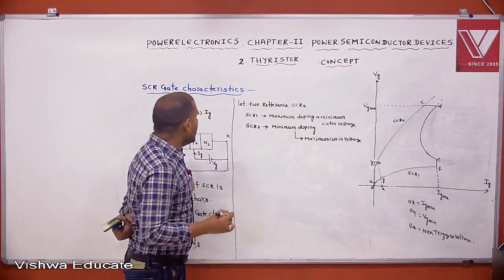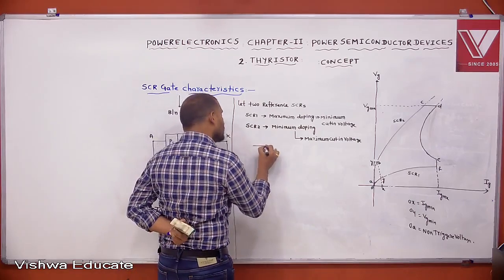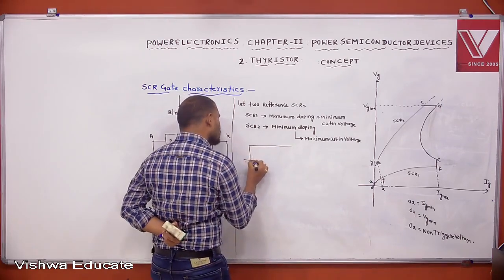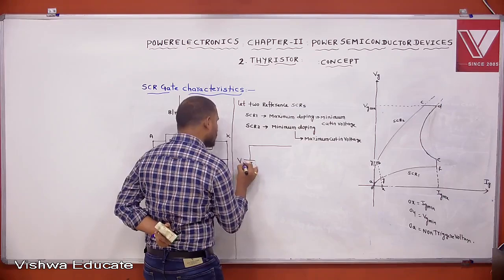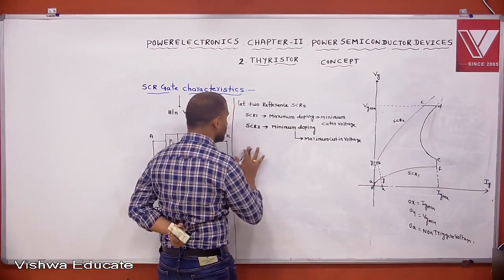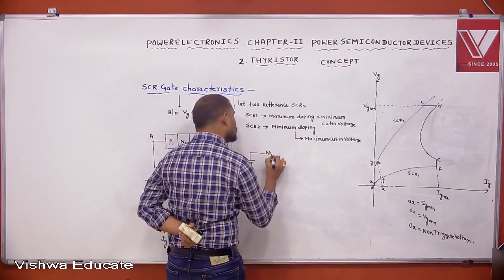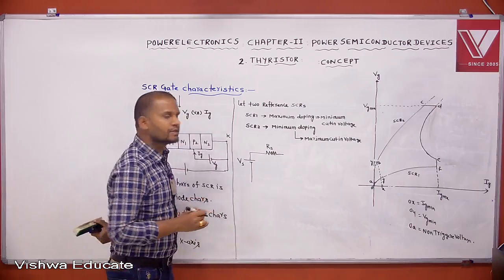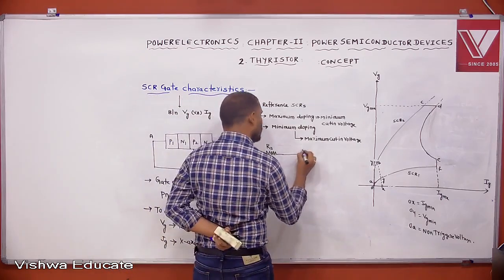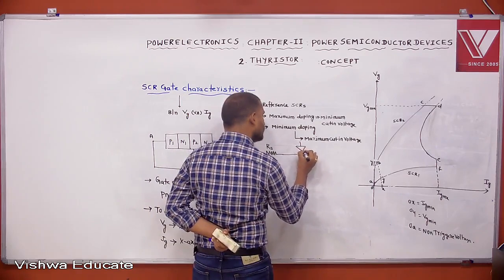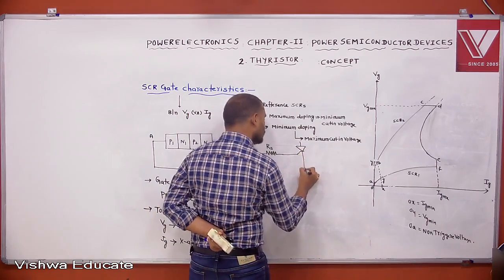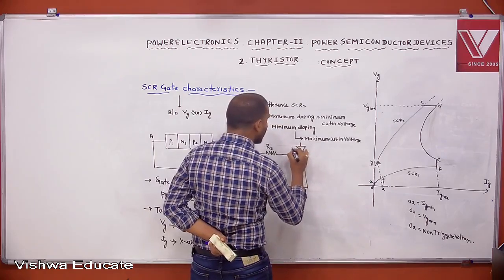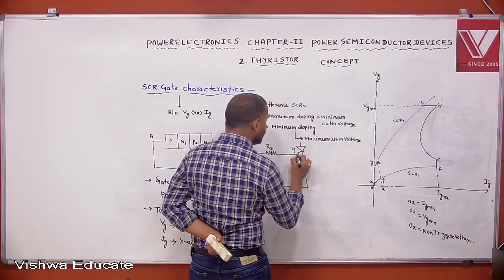Now this is the given thyristor. For this thyristor, the gate supply voltage is Vs, and the gate source resistance is Rs. Then let the gate current be IG and the gate voltage be VG.